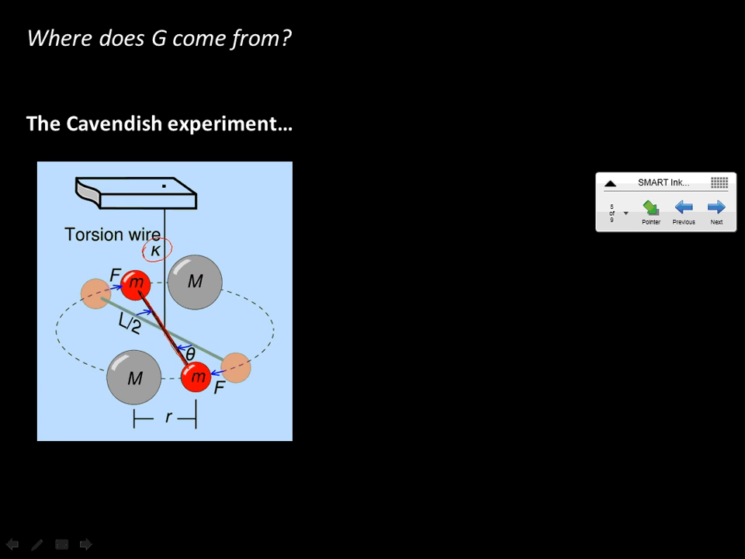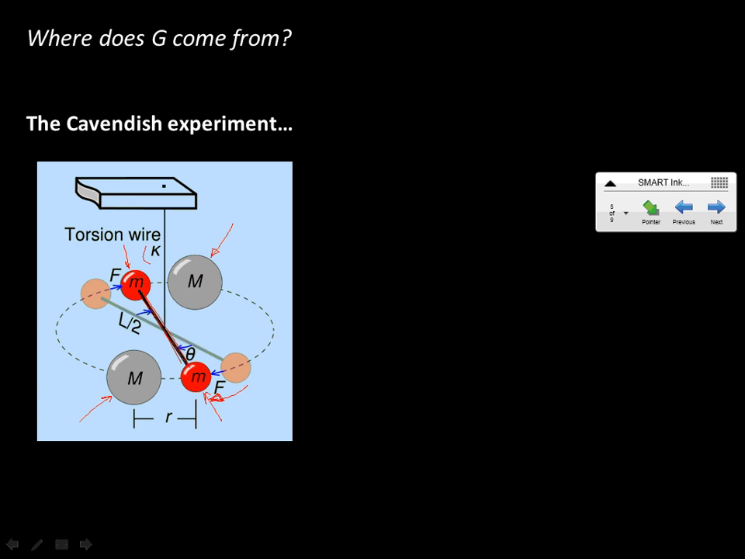So what Cavendish did was, from this torsion wire with a known torsional constant, on the end of this bar he put 2 masses that he knew, and near those he put 2 real big masses that he also knew. Literally the gravitational force between the big M's and little m's pulled these masses over a certain number of degrees.